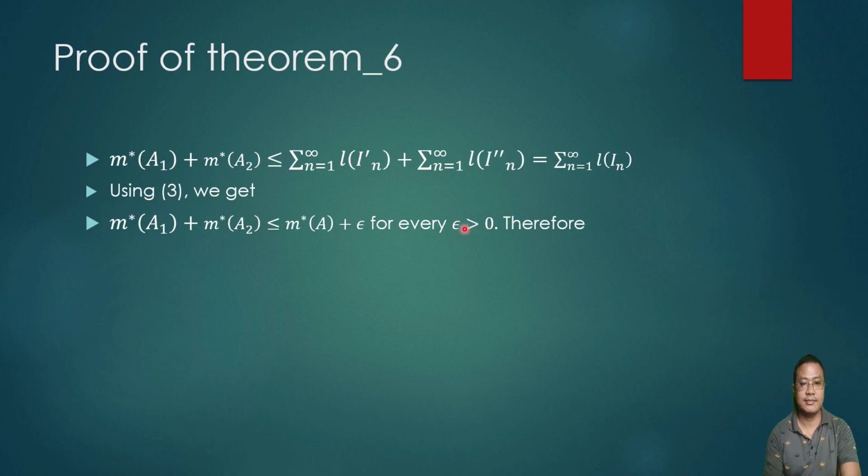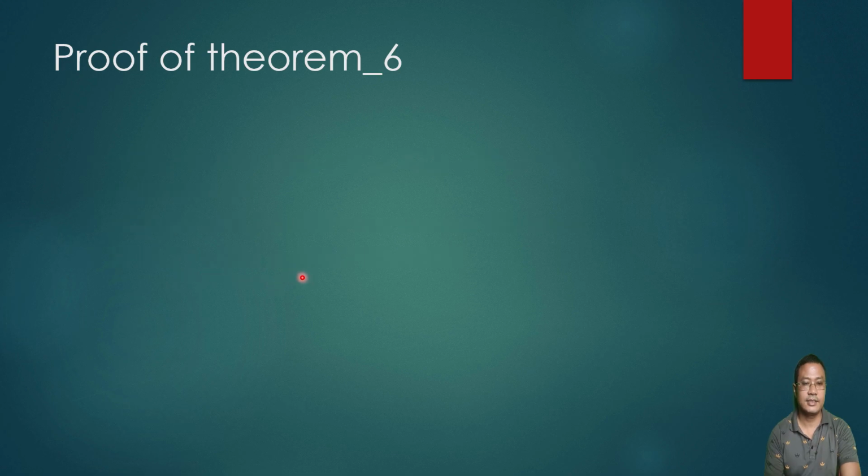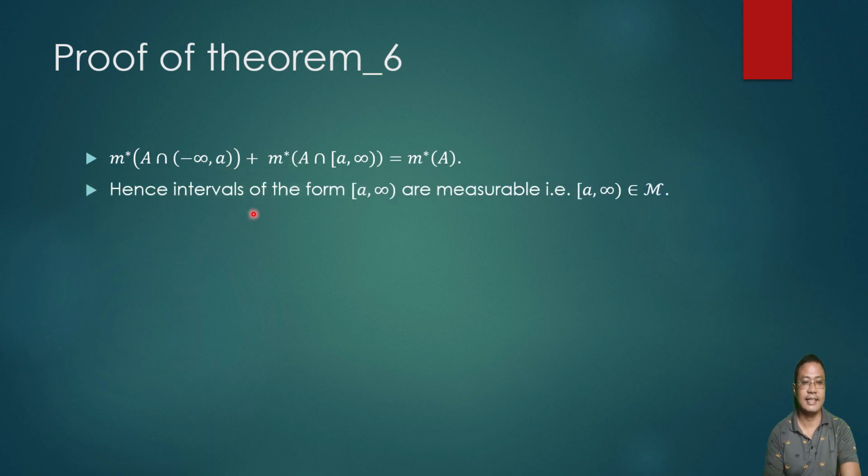Then you can drop the epsilon, and you get M star A1 plus M star A2 less than or equal to M star A. So it follows that this is exactly equal to this one. Therefore, this interval is measurable. Hence, intervals of this form are measurable. And measurable means they are in the collection M, which is a sigma algebra. If this one is here, its complement will be here.